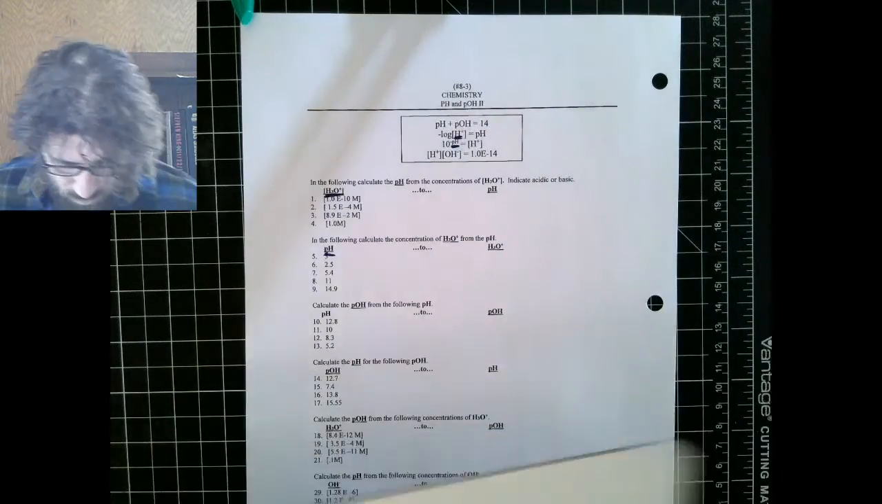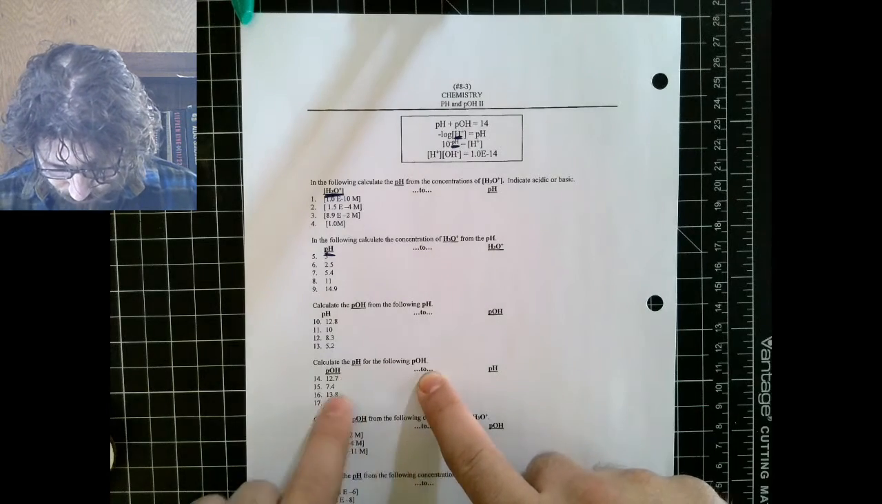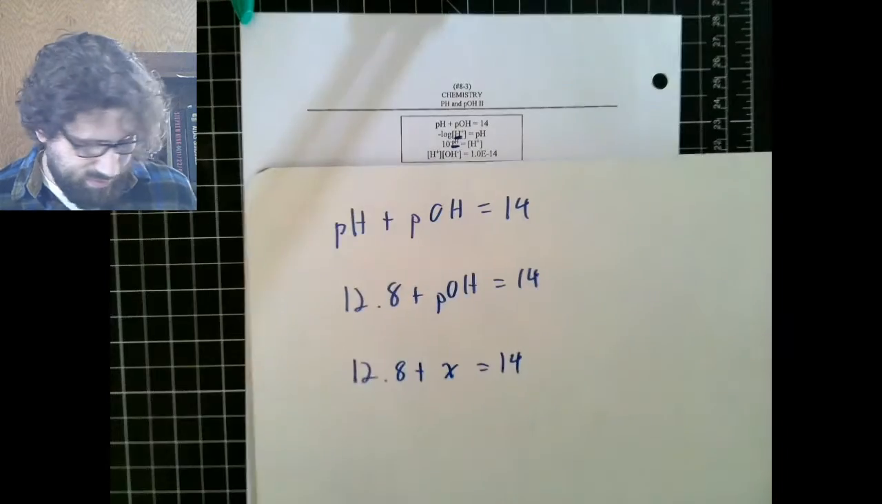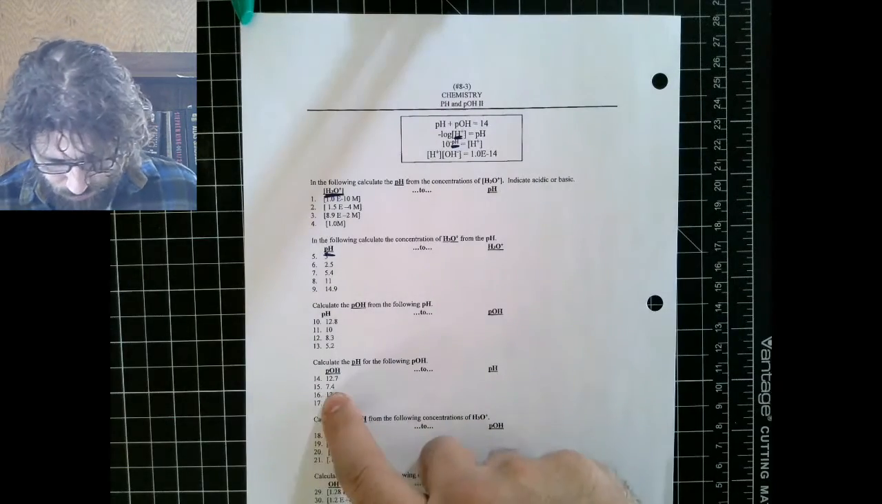Okay? So then, calculate the pH for each of the following pOH. That's going to be the exact same thing. Because this is addition here, you're just always going to take 14 minus whatever that number is, and that's going to give you your pH.